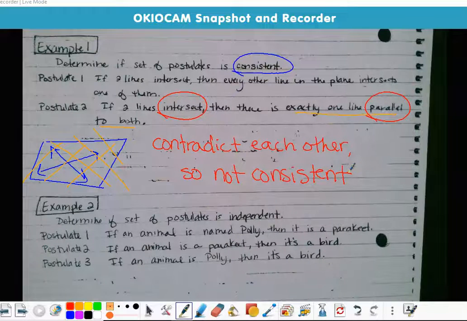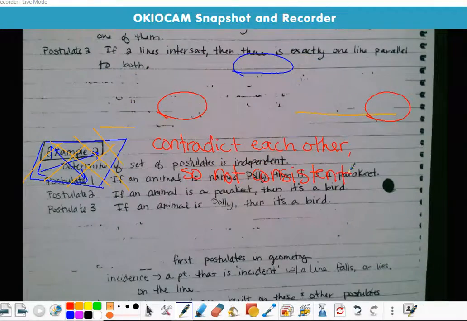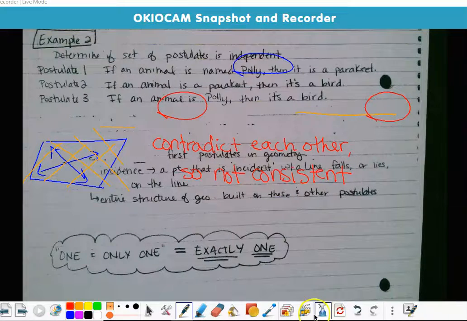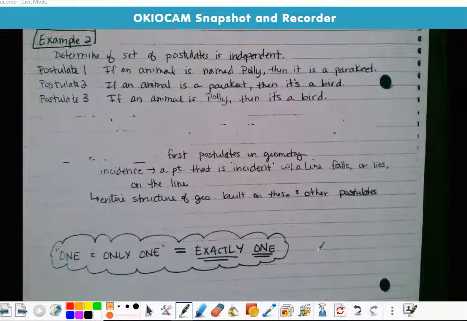Okay, so let's look at the next one, which is an example of independence. Sorry, I probably should delete before I move it up. All right, so example 2. We're determining if they are independent this time. So before we even start, let's look back at the definition of independent. Independent says no postulate can be deduced or proved from other postulates in the system. Therefore, every postulate is necessary.